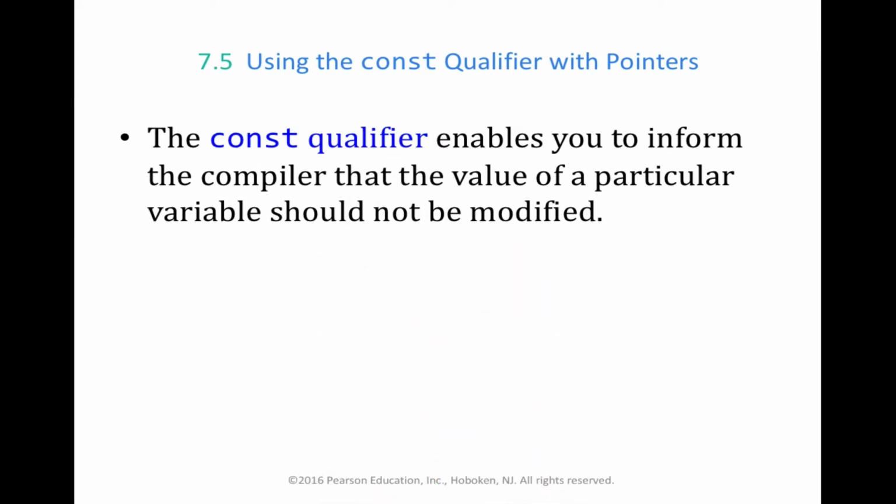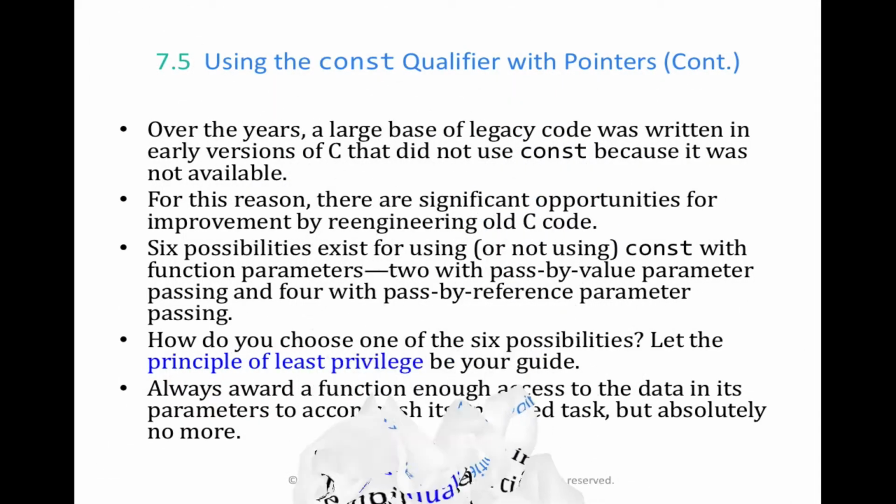Now, the const qualifier enables you to inform the compiler that the value of a particular variable should not be modified. Just because you have a pointer does not mean that you need to change that. Over the years, there was a large base of code that was written in earlier versions of C that did not use const because it wasn't available. And so there were significant opportunities to re-engineer a lot of that old code. Six possibilities existed for using or not using const with function parameters: 2 with pass by value parameters, and 4 with pass by reference parameters.